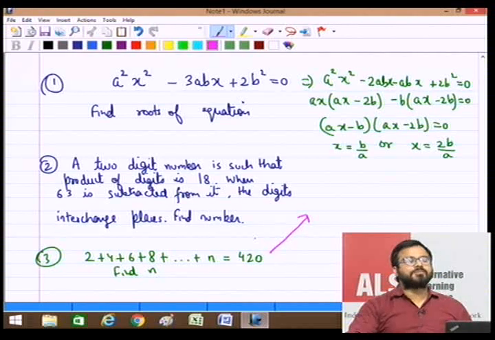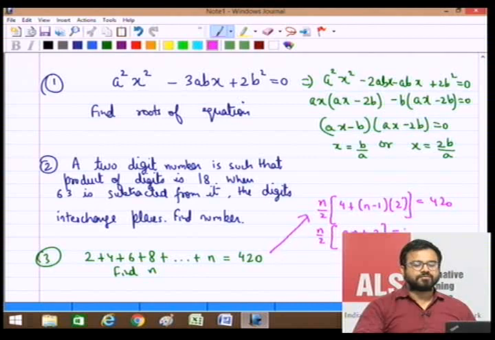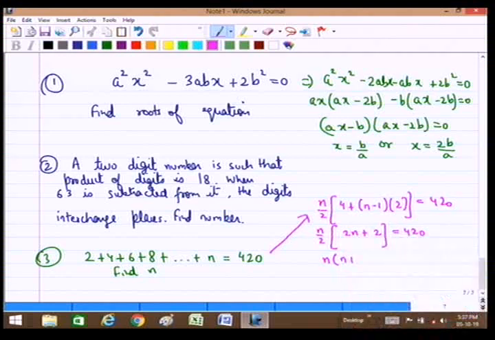We'll use the concept of AP. You can see 2, 4, 6, 8. So the sum of n terms is going to be 420, and we have to find the value of n. So n by 2 times 2a, which is 4, plus (n minus 1) times d, is equal to 420. N by 2 times (4 plus 2n minus 2), so 4 minus 2 will be 2, is equal to 420. The 2 and 2 cancel out, so it becomes n times (n plus 1) is equal to 420.